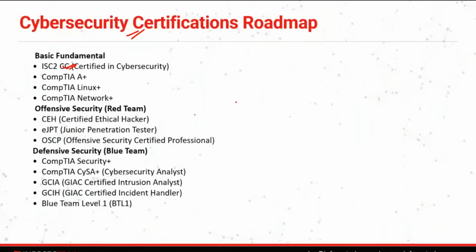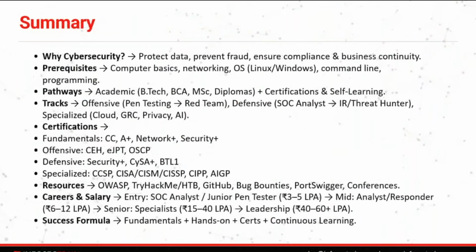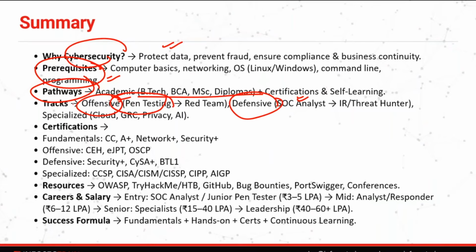So with this, guys, I have given you the summary. I have given you why cybersecurity is needed, the CIA triad, information security, what is cybersecurity. After that, we discussed prerequisites you need if you want to enter the cybersecurity field, and the pathways, some official pathways. Then tracks. On the offensive side you can become a pen tester at entry level. On the defensive side you can become a SOC analyst. Specialized roles are also there: cloud security analyst, GRC, privacy, AI roles.